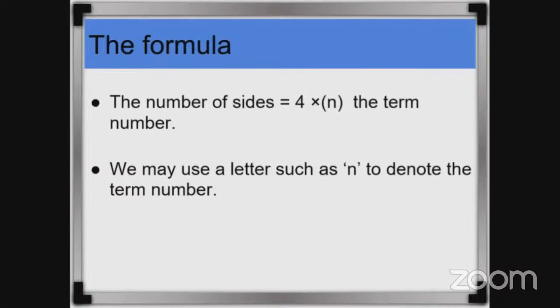And here we put this in a formula, just how we look at a pattern question and figure out how we could write simple algebraic expressions to express what's happening. The number of sides equals 4 times n. n is the term number, and n is a common letter that is used to denote the term, and we would end up with 4n. All right.